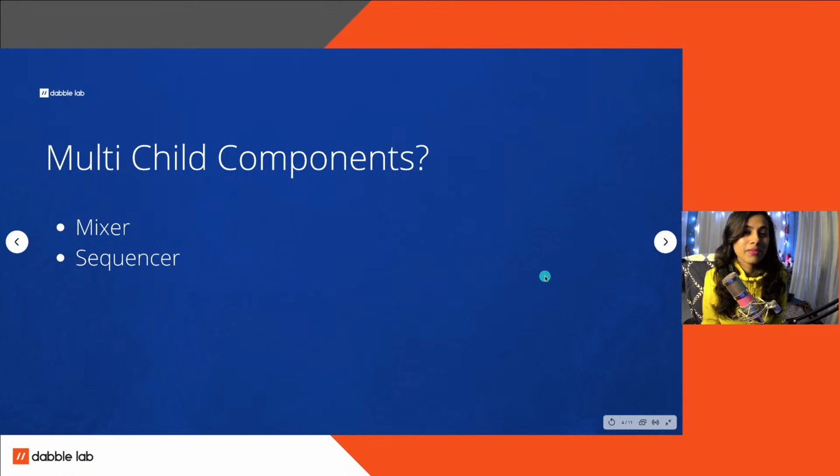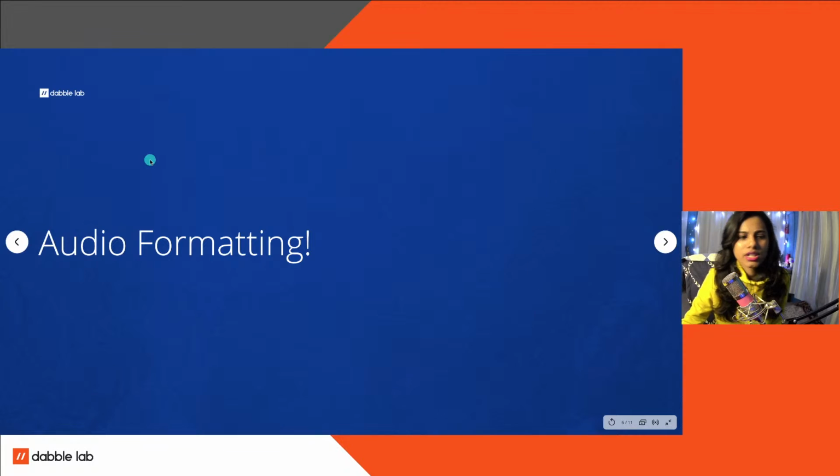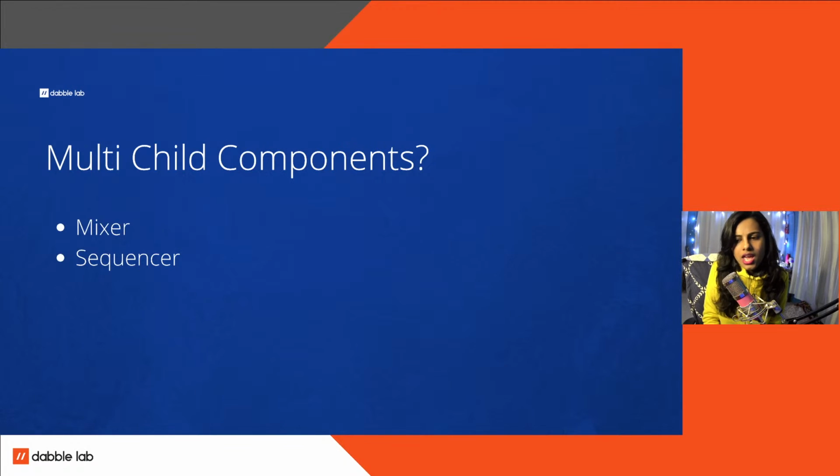And then there are multi-child components. When we talk about multi-child components, I think mixer and sequencer are the two components. Through a mixer, as I told you, you can mix audios simultaneously, and they produce great outputs, like some professional studio stuff happening.